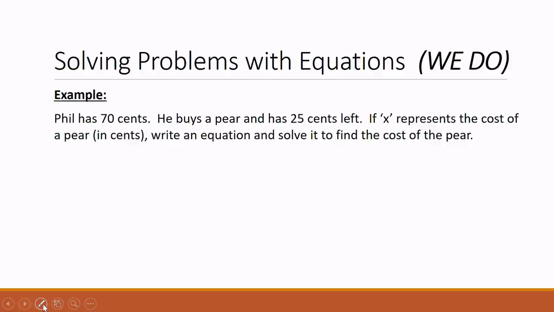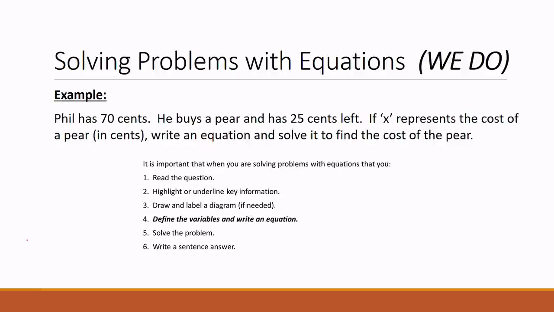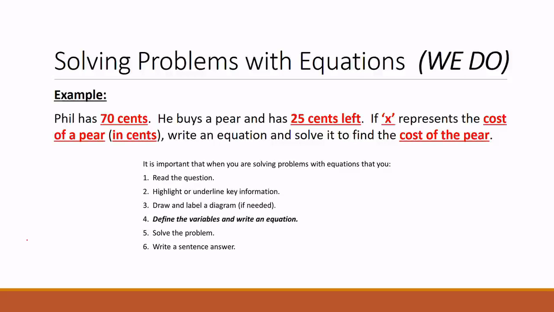It's pretty easy. But for purposes of demonstration, I'm going to go through these steps to show you how to solve these problems. So I've read the question, and now we're going to highlight the key information. And that's the key information there. The original 70 cents that Phil has in his pocket, the 25 cents that he has left. I also have defined the variable, which is X, and that represents the cost of the pear. And the question that we need to work out is what actually is the cost of the pear.